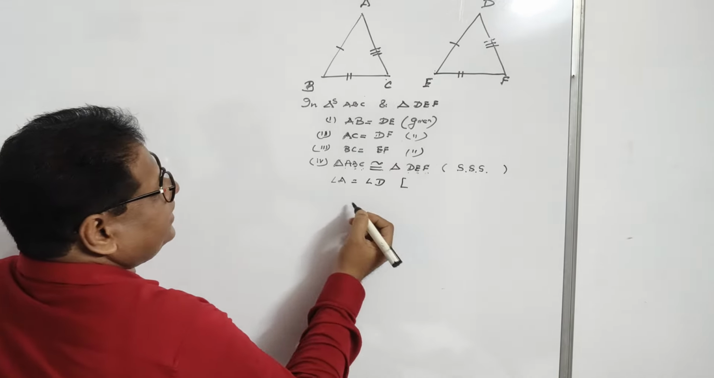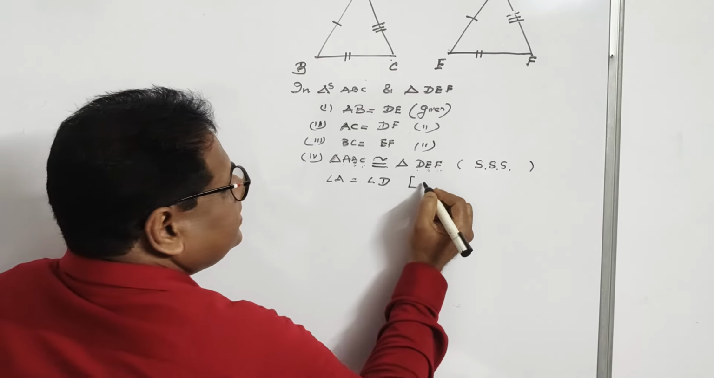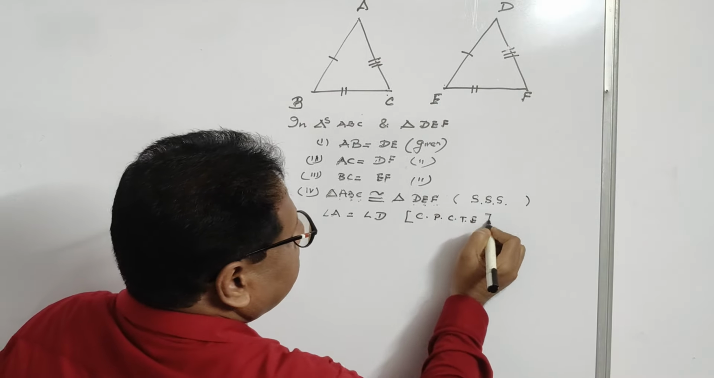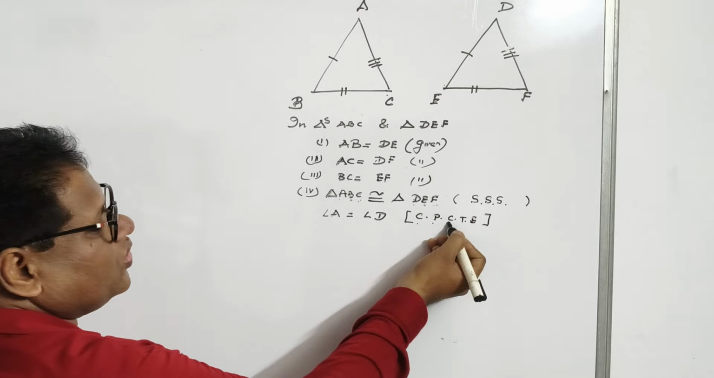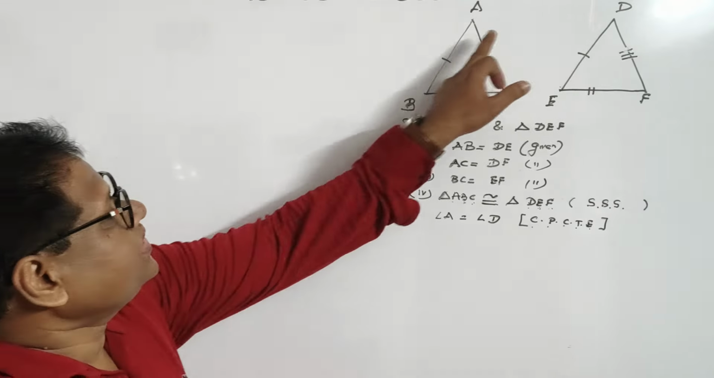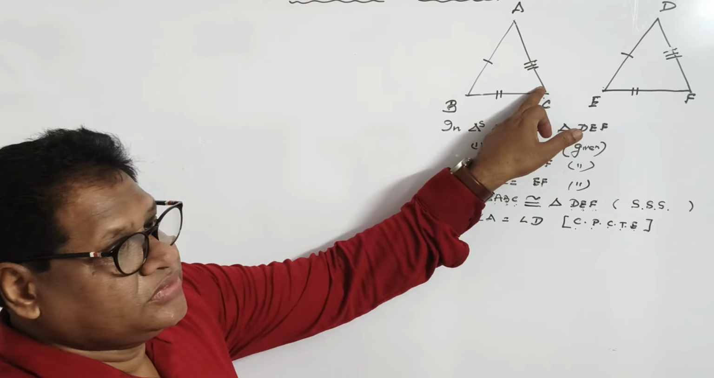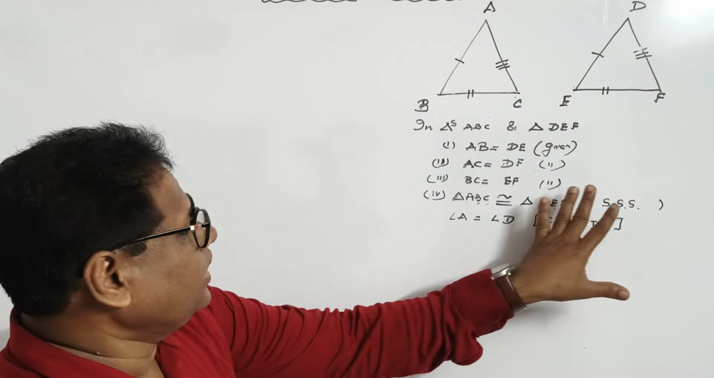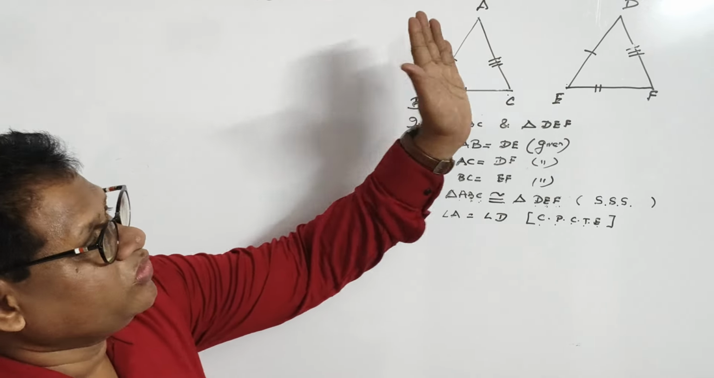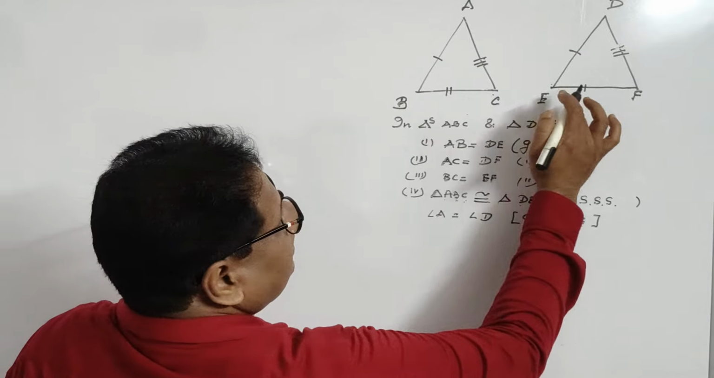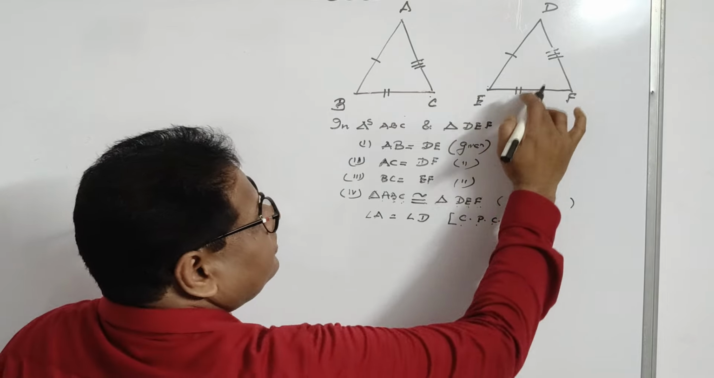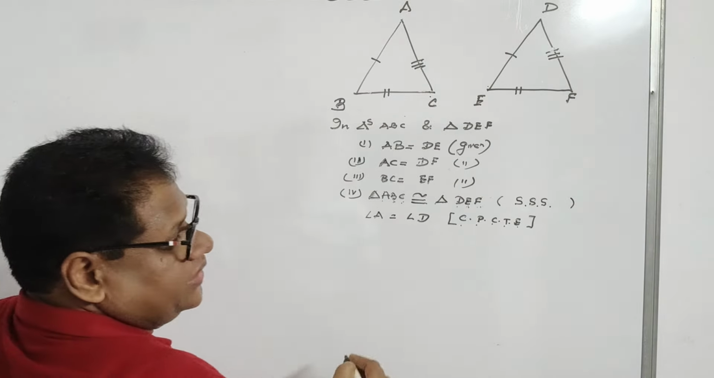For this you are going to write the supporting statement, that is by CPCTE. This means congruent parts of congruent triangles are equal. You know, a triangle has 6 properties, 3 sides and 3 angles. You have proved 3 things equal. The remaining 3 things are the 3 angles. Now which angles will be equal to which? Since BC is equal to EF, the angle opposite to BC is A. The angle opposite to EF is D. So you can write angle A equals angle D.